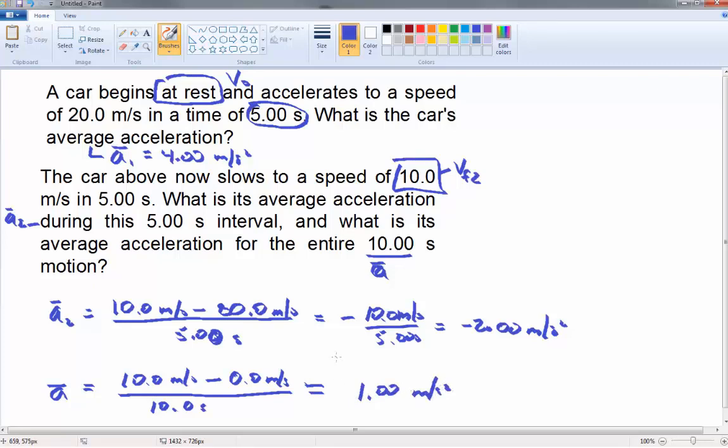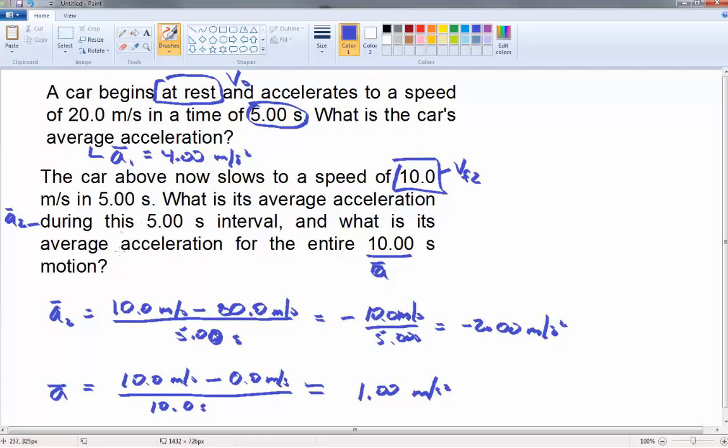However, consider what would have happened if we, for example, allowed the car to slow to a speed of 0 meters per second in the second 5 seconds. But instead of making it 5 seconds, maybe we make it 10 seconds. So what would the average have been in that case? Well, then this upper one here would be 4. This one right here would again be -2.